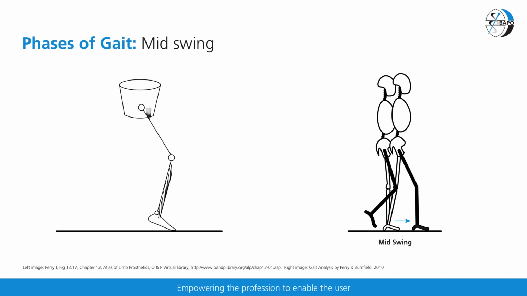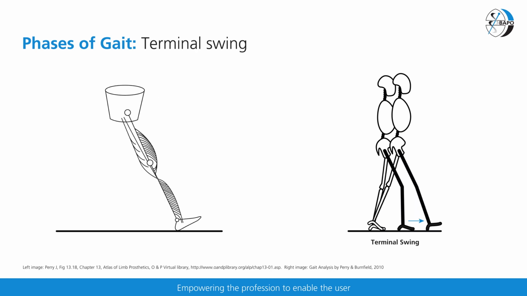In mid-swing, the foot is preparing for initial contact again with the ground. Finally, in terminal swing, the heel is starting to strike the floor and deceleration of the limb from the swing phase has occurred, utilizing both upper and lower leg muscles to assist.